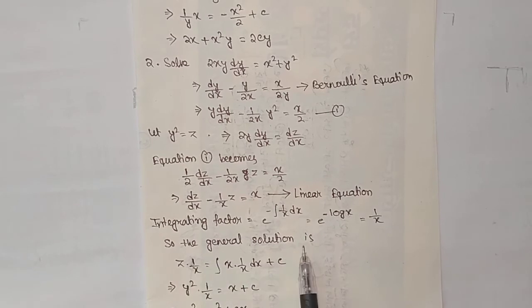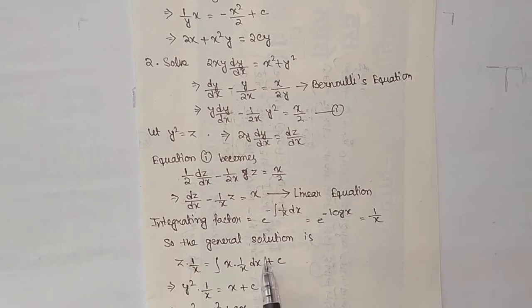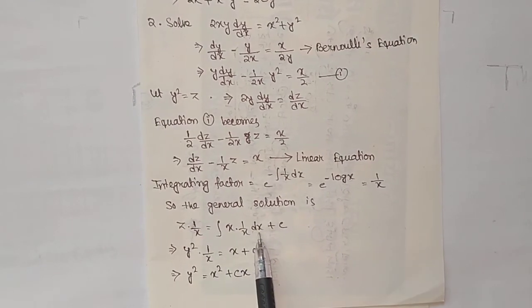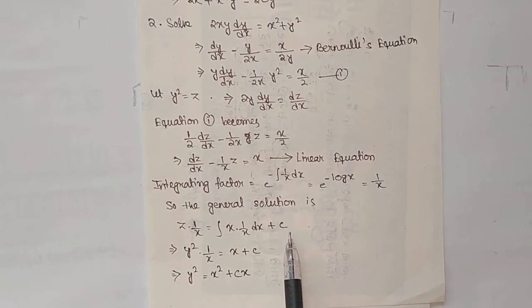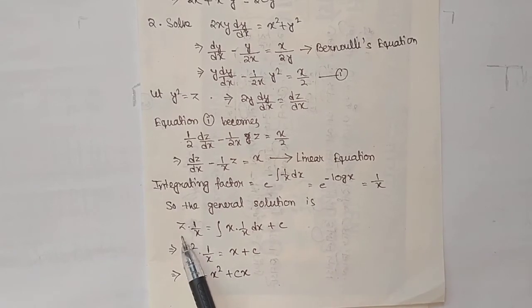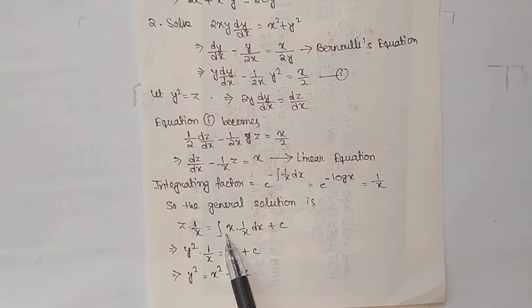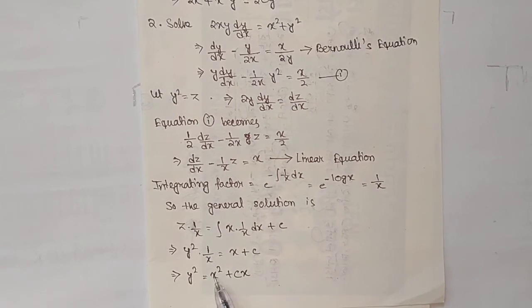Now the general solution is z times the integrating factor equals the integral of Q times the integrating factor dx plus c, where c is any arbitrary constant. The value of z is y^2, so y^2 · (1/x) = ∫1 dx + c, which is x + c. Simplifying both sides, we get y^2 = x^2 + cx. Okay, so thank you.